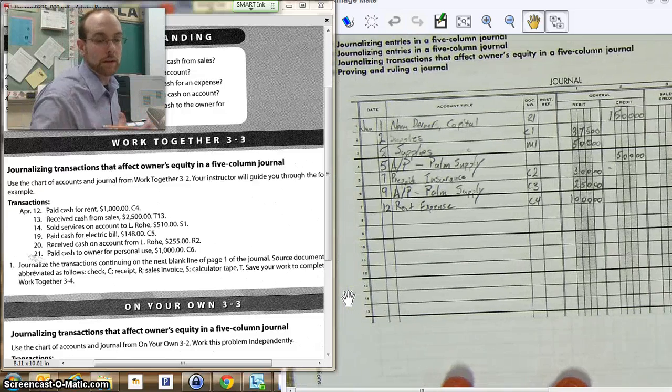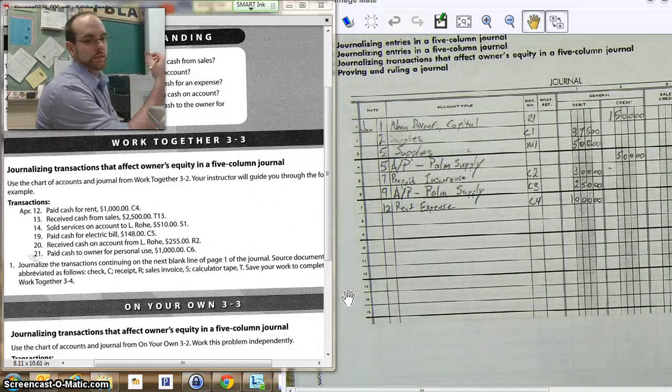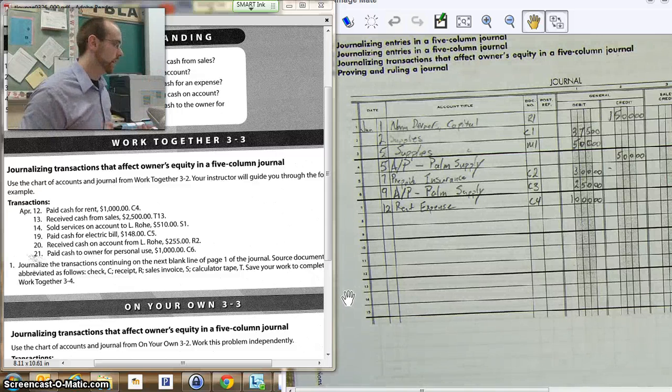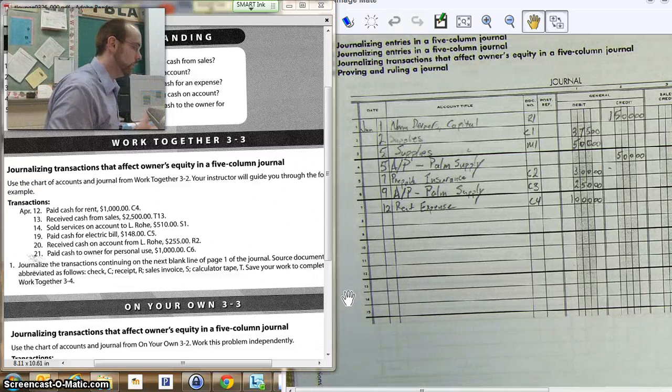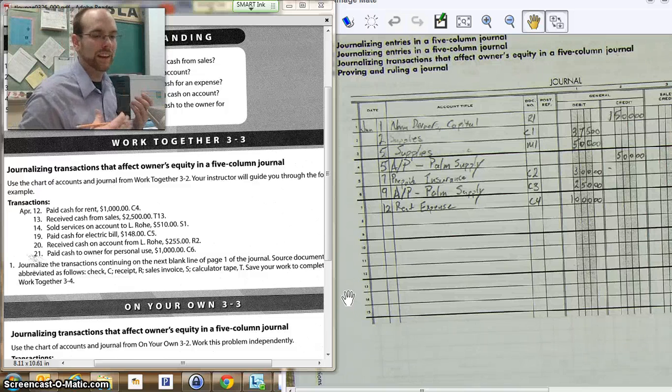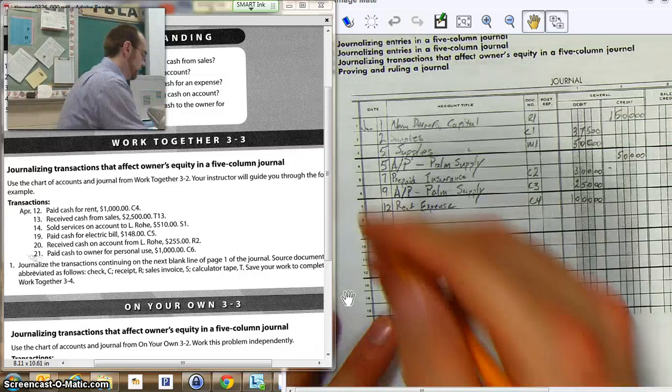On April 13th, we received cash from sales of $2,500. So what are the two accounts that are going to be affected? Well, we know that sales is going to go up, and we know that cash is also going to go up because we're receiving that cash. So let's take a look at how we enter this one.